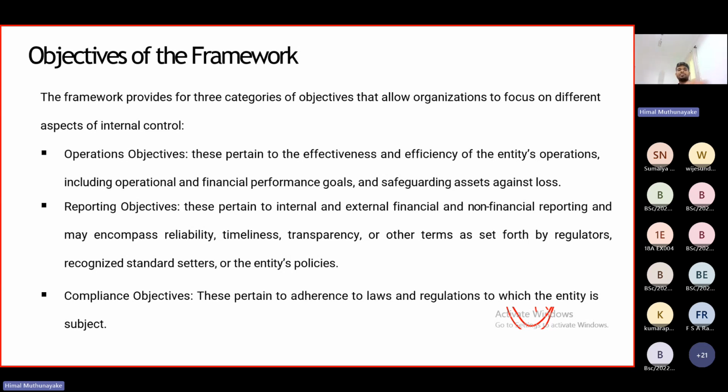The first one is operational objective. What do you mean by operational objective? Right, what is our operational objective? To efficiently and effectively perform the entity's operation by focusing on operational and financial goals. And also you can safeguard the assets against the loss.